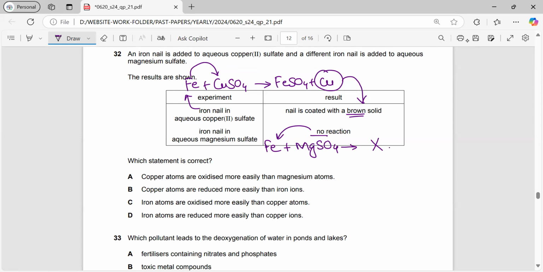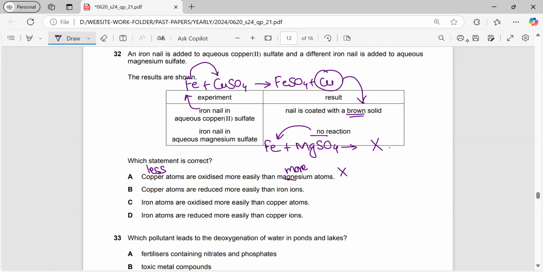Copper atoms are oxidized more easily than magnesium atoms. This one is wrong, because easier oxidation depends upon higher reactivity. If the element is higher in reactivity, it will easily lose its electrons and become oxidized. Copper is less reactive and magnesium is more reactive. That means it will be easier for magnesium to lose electrons, not copper. So it's wrong.